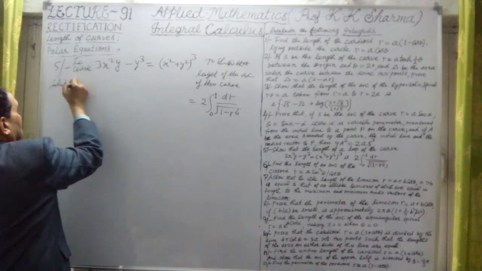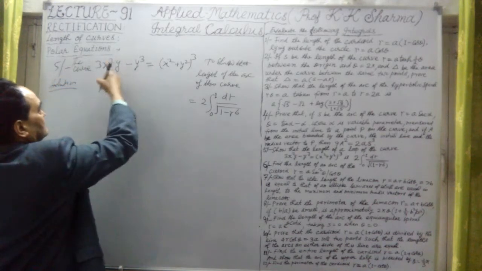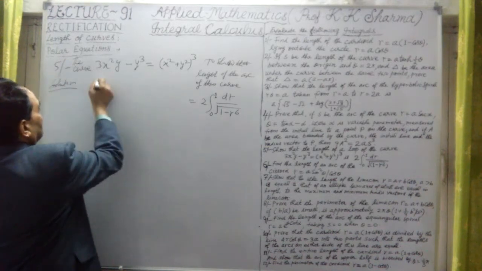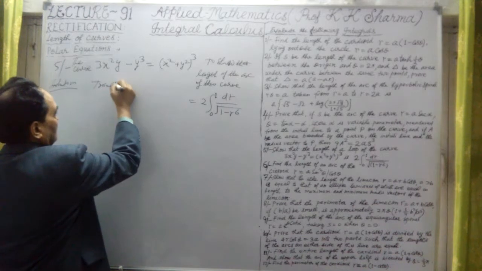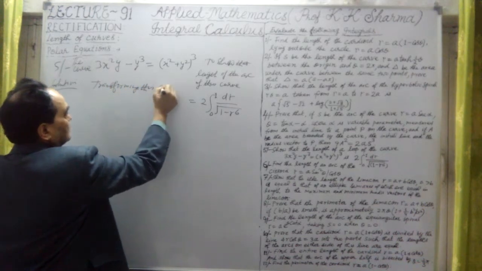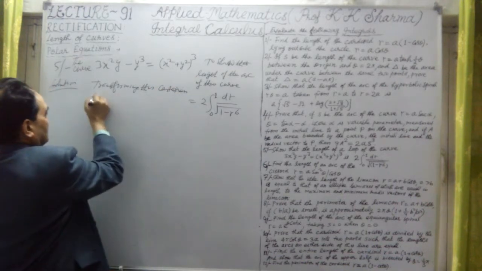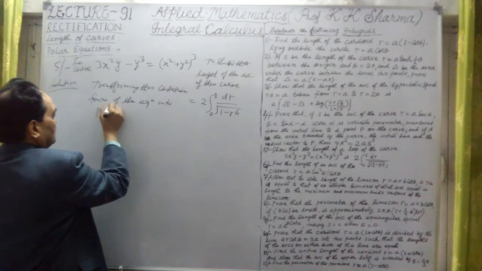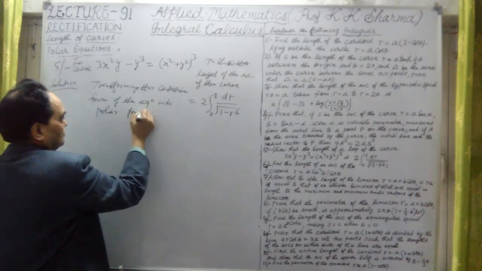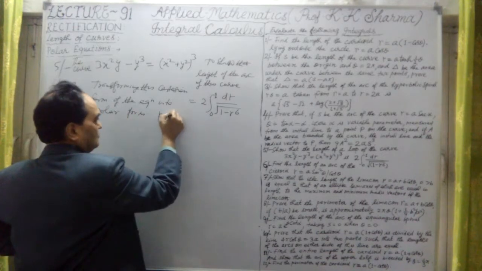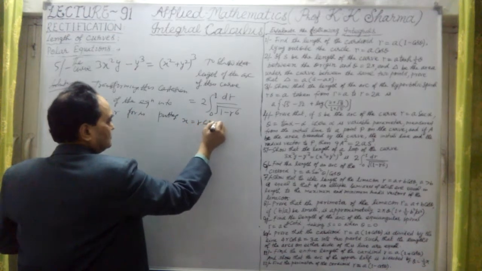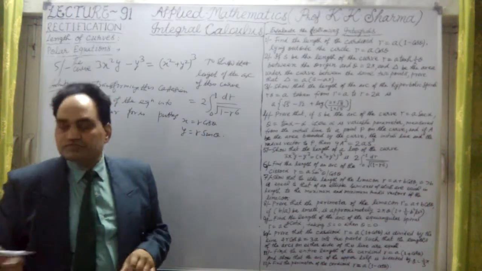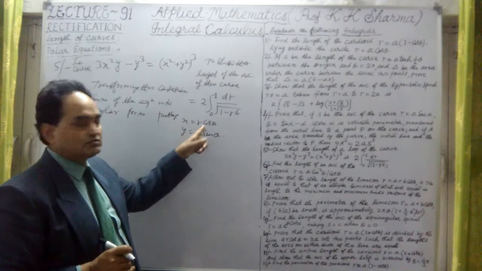Solution, let me find out. To obtain this solution, first let me convert this into polar coordinates. So transforming this Cartesian form of the equation into polar form. What does it mean? Putting x equal to r cos theta and y equal to r sin theta. So this is the transformation of Cartesian into polar coordinates. So x equal to r cos theta we have to substitute, and y equal to r sin theta.